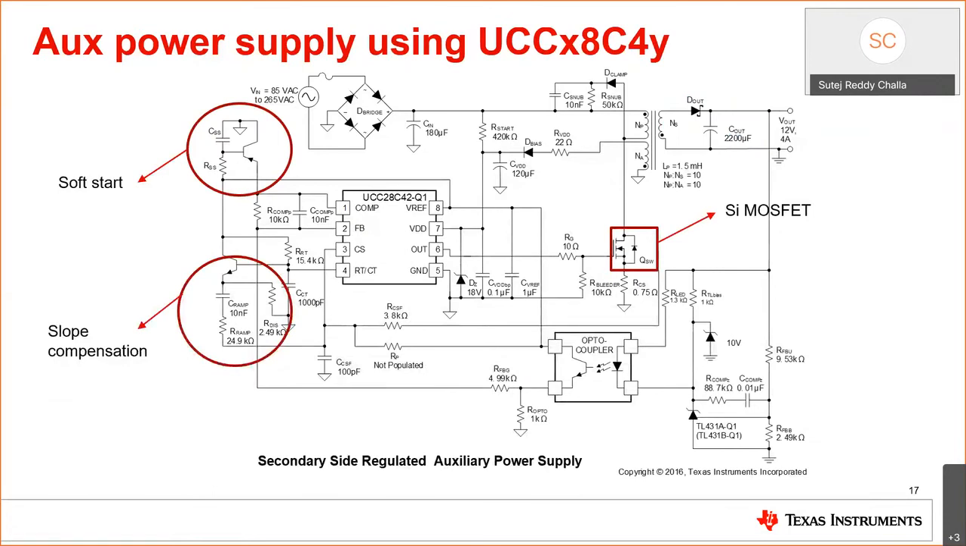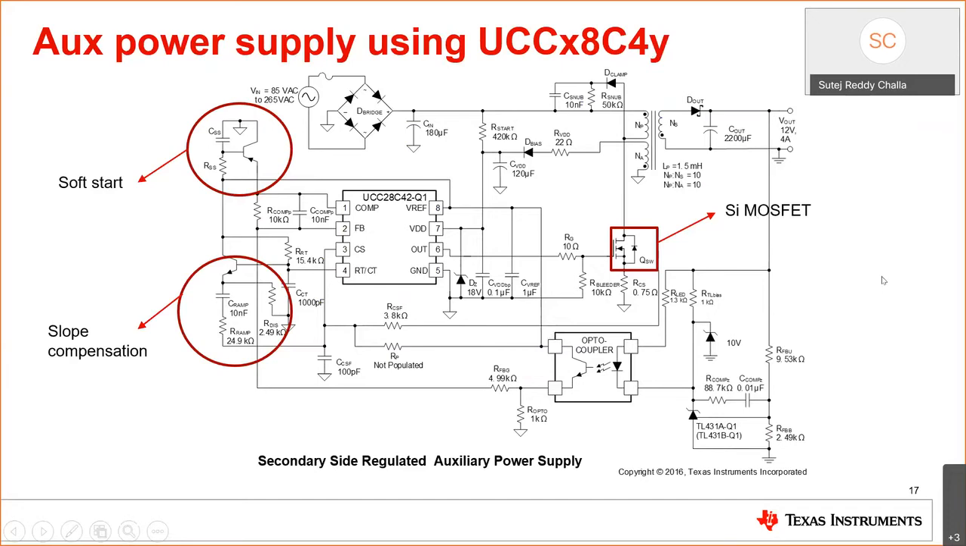So here is one of the aux power supply reference designs using our UCCx8C4y family PWM controller, which is the UCC28C42. In this case, it is driving a silicon MOSFET, and there are additional external components for features such as soft start and slope compensation. And in this case, an optocoupler is being used to get isolated feedback from the secondary side through a TL431 reference.